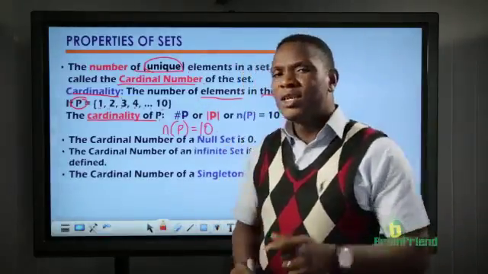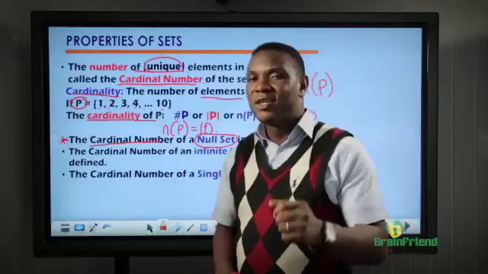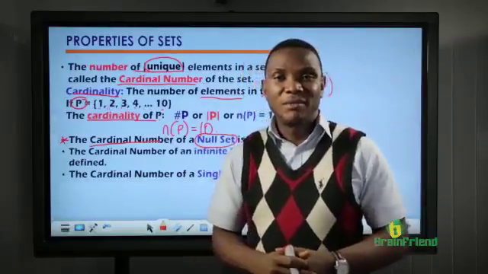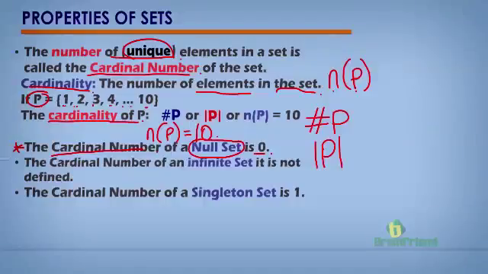But before we go on, let's quickly take note of some facts. The cardinal number or the cardinality of a null set is 0. In our class before now, we learned that a null set is also known as an empty set. And an empty set, of course, has no elements within it. So, of course, if we do the count, we'll have 0. So the cardinality of a null set is 0.